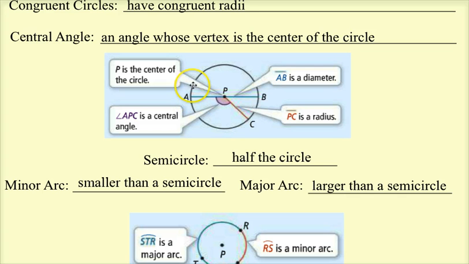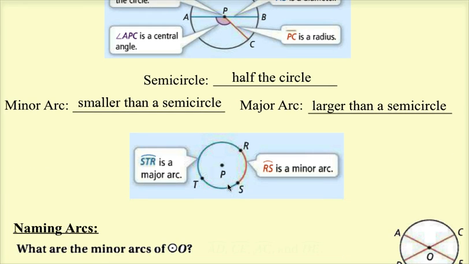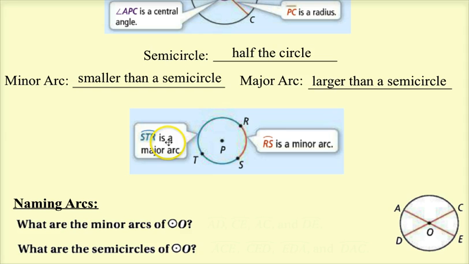So if I was starting at A and I went through B all the way to C. But let's look at the picture that we have here and we'll go through the terms again. So STR, see how I have this arc mark? It's not a straight line, it's a little curved. So arc STR, I start at S, I go through T, and I go all the way to R. So the blue arc right here, that's a major arc because it's bigger than a semicircle. And arc RS in red is a minor arc because it's smaller than a semicircle.